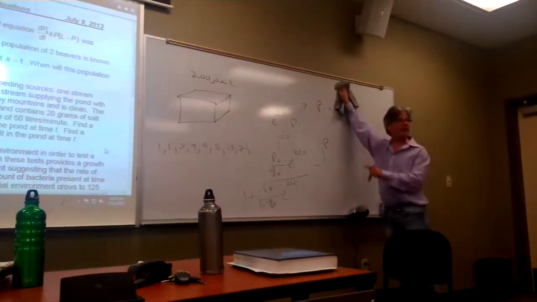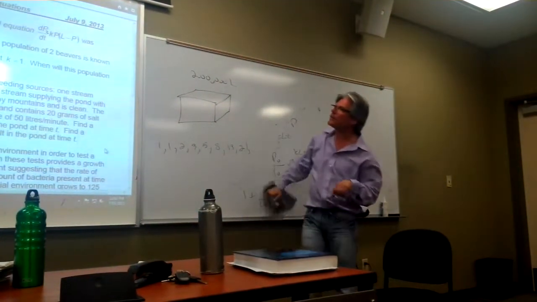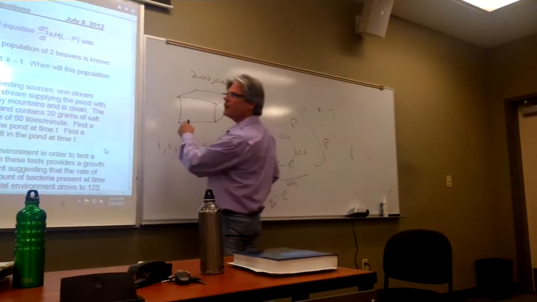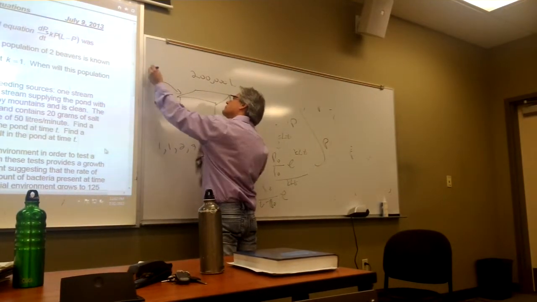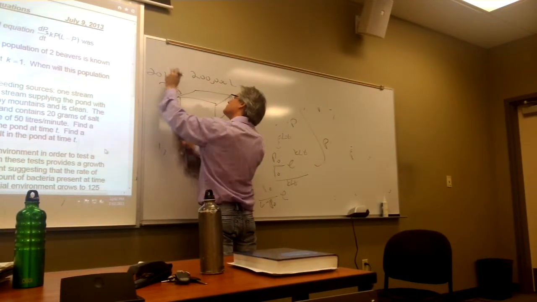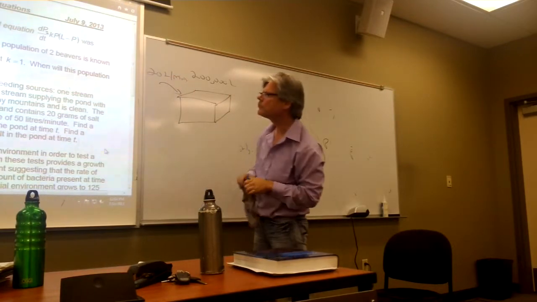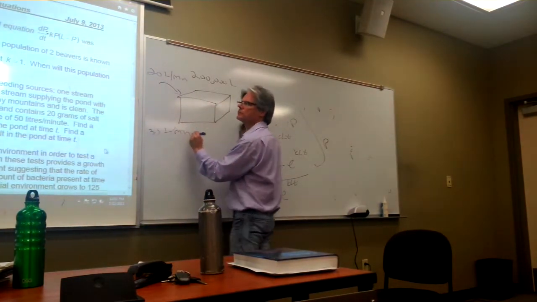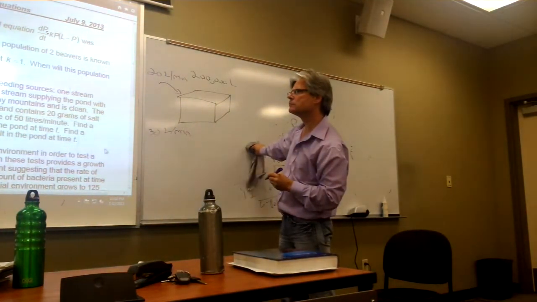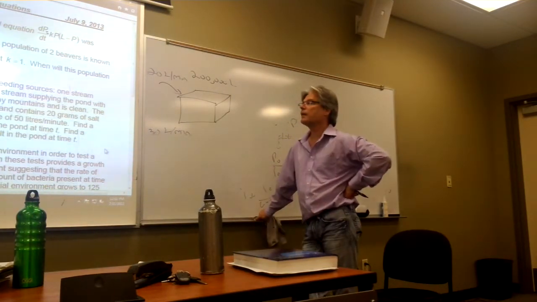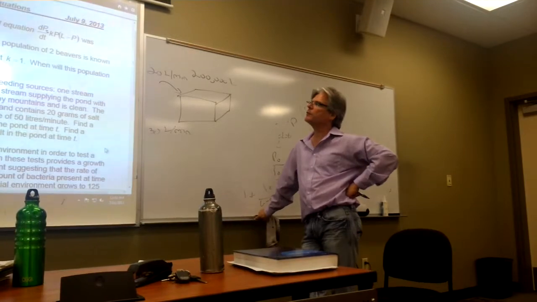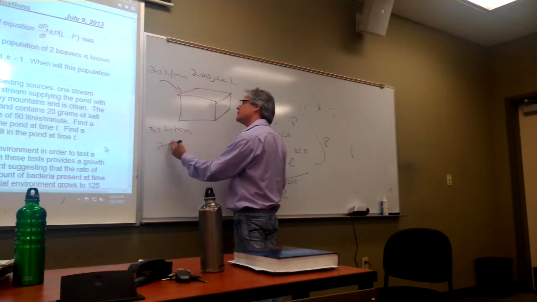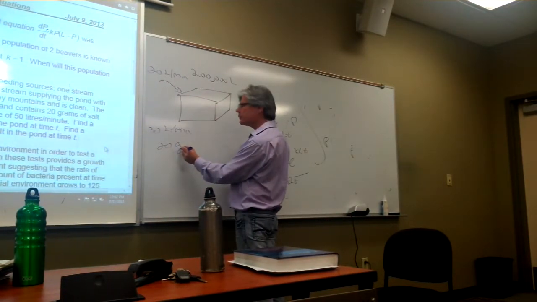So you guys, can I come back now to the second example? A pond whose volume is fixed has 2 feeding sources. One stream supplies the pond with 20 liters per minute, and the other supplies 30 liters per minute. The first is runoff from nearby mountains and is clean. The second is runoff from nearby irrigation practices and contains 20 grams of salt per liter.